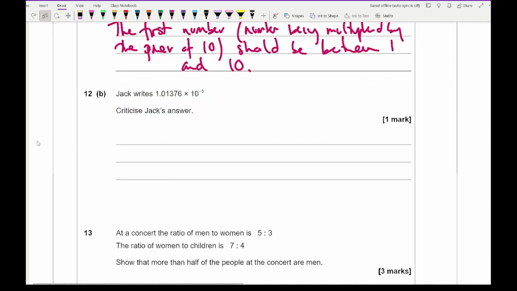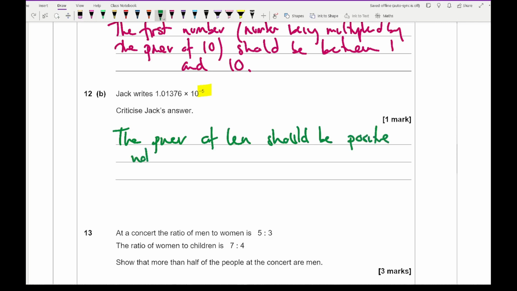For question 12b, it says that Jack writes 1.1376 times 10 to the power minus 5. Criticize his answer. Well, again here, his error is that he's used a negative power. So the power of 10 should be positive, not negative. And again, for each of the two answers, would you get a mark if you just wrote down what it should be? So it should be 1.01346 times 10 to the power of 5. Would you get full marks if you just wrote down what it should be?